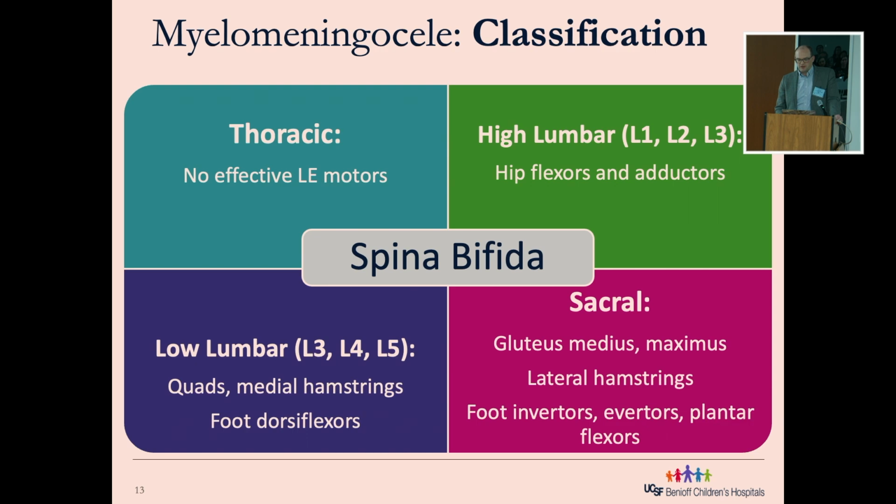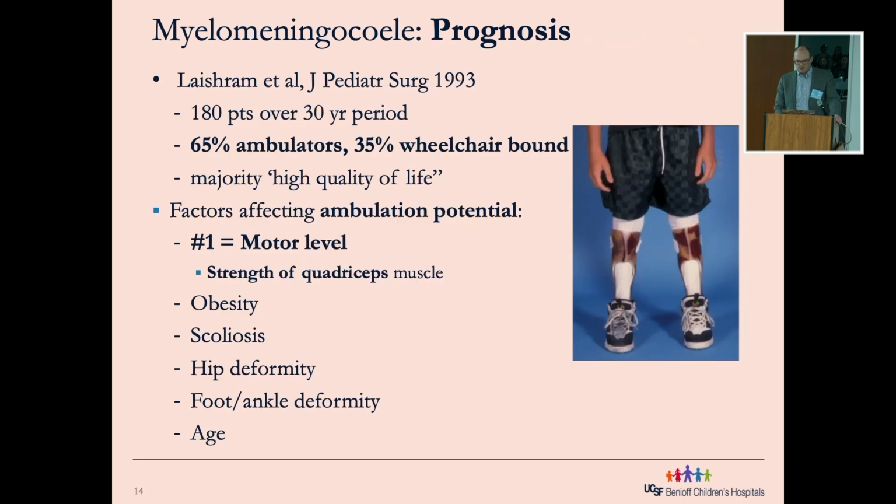Hip flexors and adductors are really the differentiator of your high lumbar level. We'll get into a couple of slides about where that can really wreak some havoc on what the hip looks like. Your low lumbars, usually these are fairly decent ambulators. They're going to have more lower extremity deformity, some foot abnormalities as well. Sacral level, like I said, for the most part, these are fairly functional orthopedic children at least.